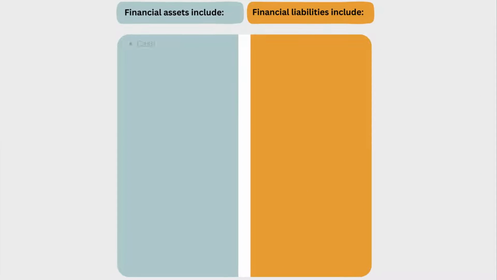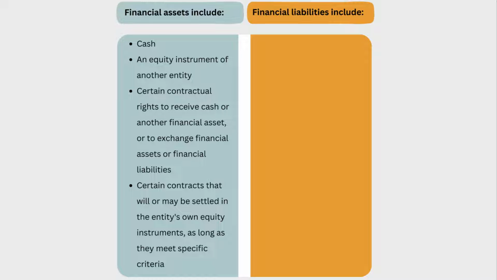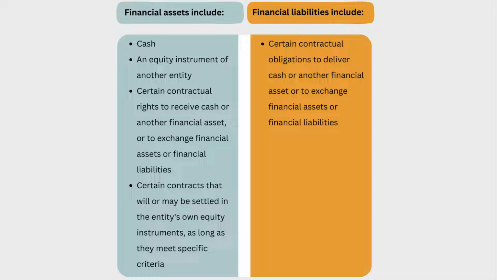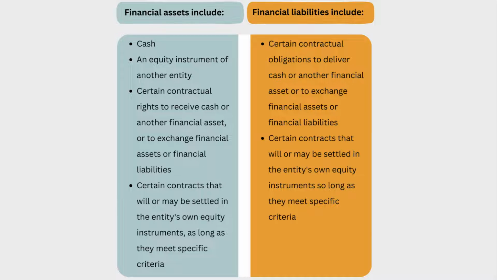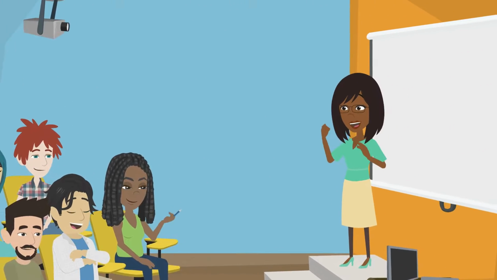Financial assets include cash, an equity instrument of another entity, certain contractual rights to receive cash or another financial asset, or to exchange financial assets or financial liabilities, certain contracts that will or may be settled in the entity's own equity instruments, as long as they meet specific criteria. Financial liabilities include certain contractual obligations to deliver cash or another financial asset, or to exchange financial assets or financial liabilities, certain contracts that will or may be settled in the entity's own equity instruments, so long as they meet specific criteria.